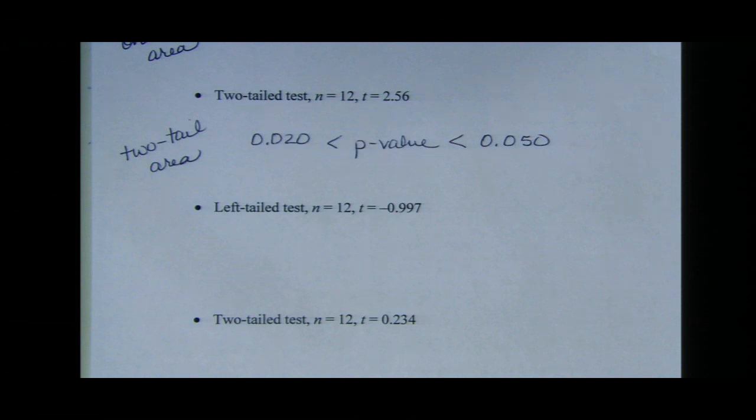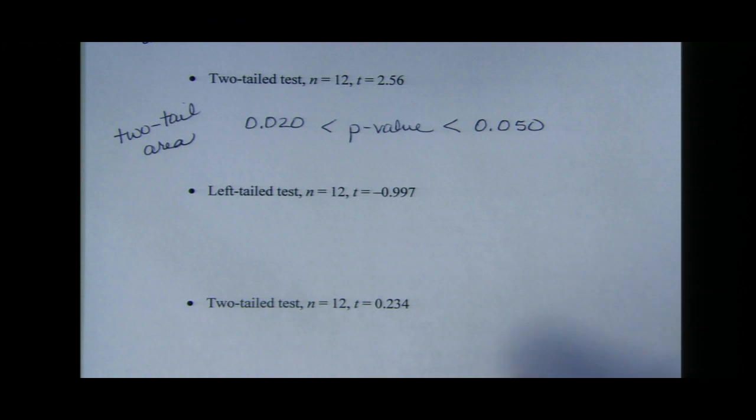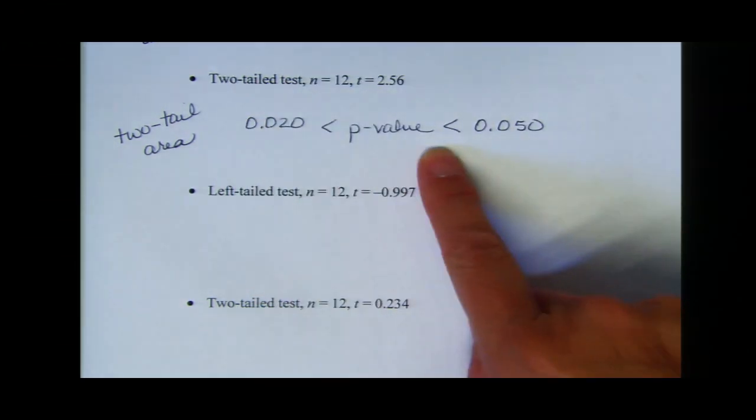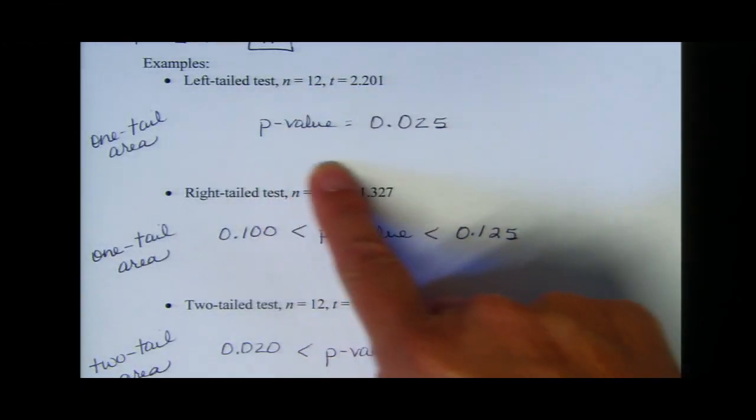And what you'll find when the population standard deviation is unknown, that your test statistic, which is the t-value now, when you go to the student's t-distribution to find the p-value, more often it will fall between two numbers. You're not going to see this happen very often, if ever.